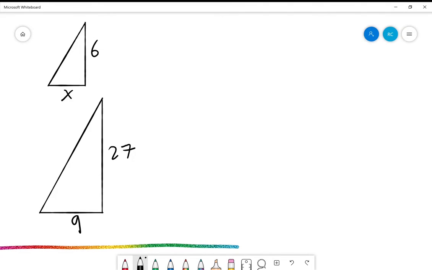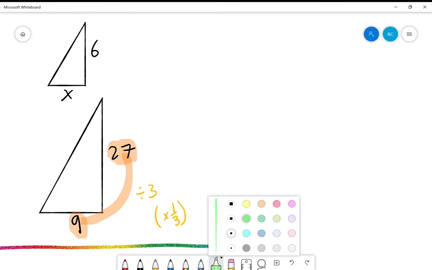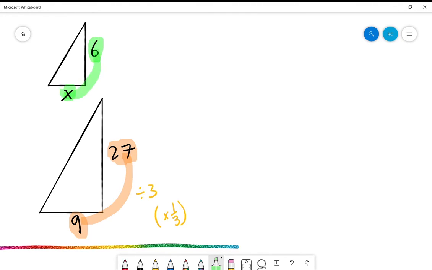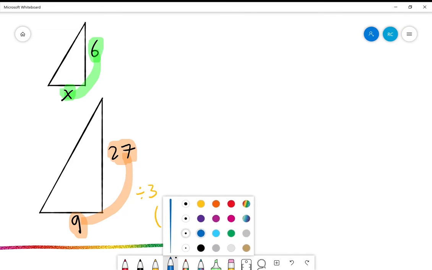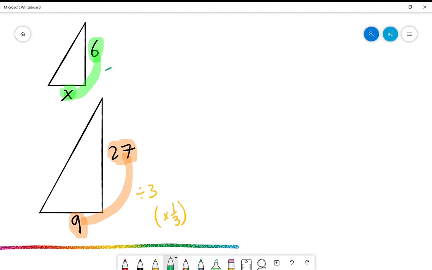In fact, take a look at this. If I look at this 27 to this 9, it is being divided by 3, which is the same thing as multiplying by 1/3. That means the same thing. So for this triangle, we are also going to divide by 3, or multiply by 1/3. Well, 6 divided by 3 is 2. So 2 is our answer, right?